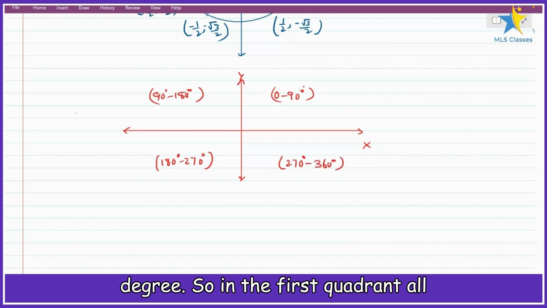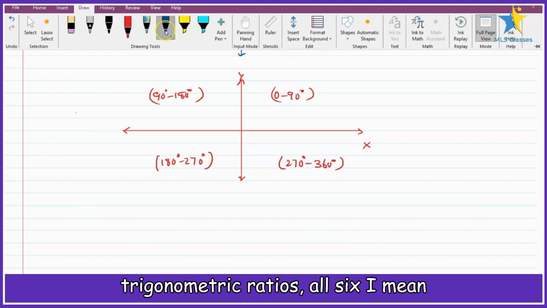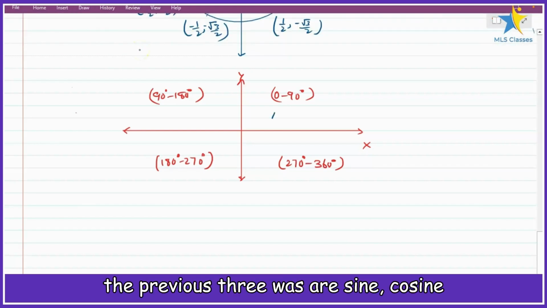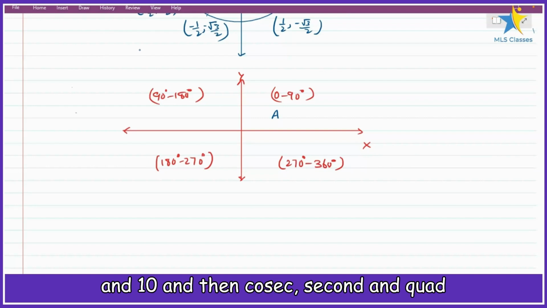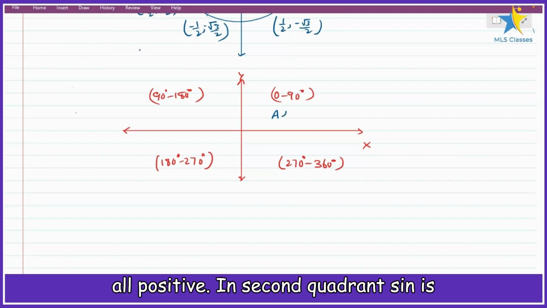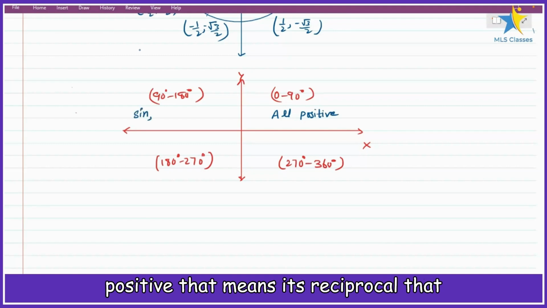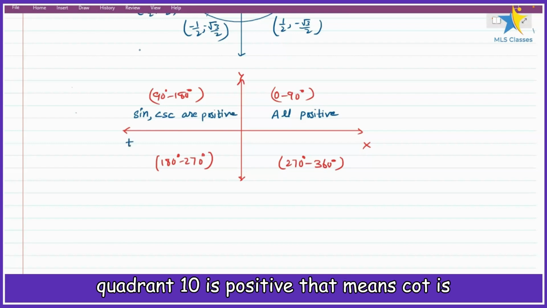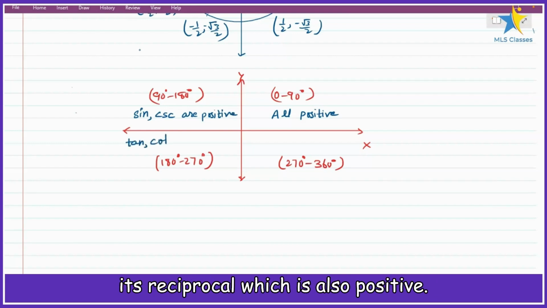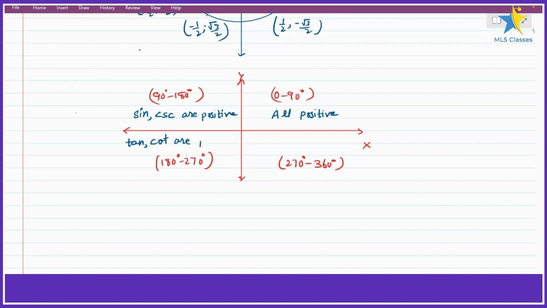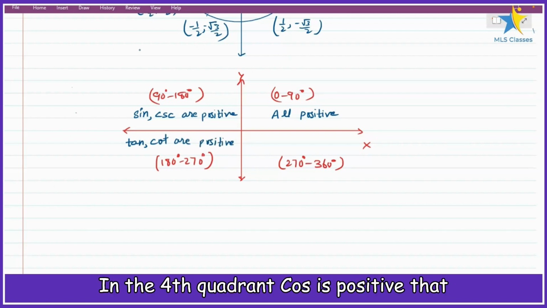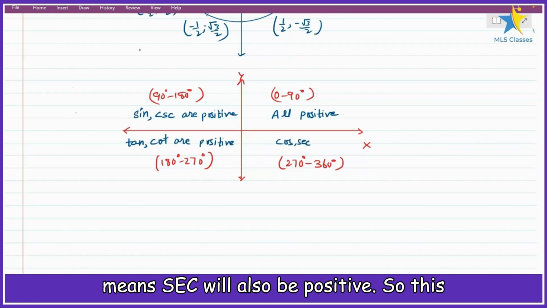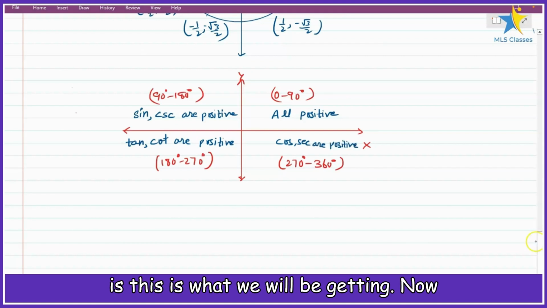So in the first quadrant all trigonometric ratios, all 6, I mean the previous 3 were sine, cosine and tan, and then cosec, sec and cot, are all positive. In the second quadrant sine is positive, that means its reciprocal, cosec, will also be positive. In the third quadrant tan is positive, that means cot, its reciprocal, is also positive. In the fourth quadrant cos is positive, that means sec will also be positive. So this is what we will be getting.